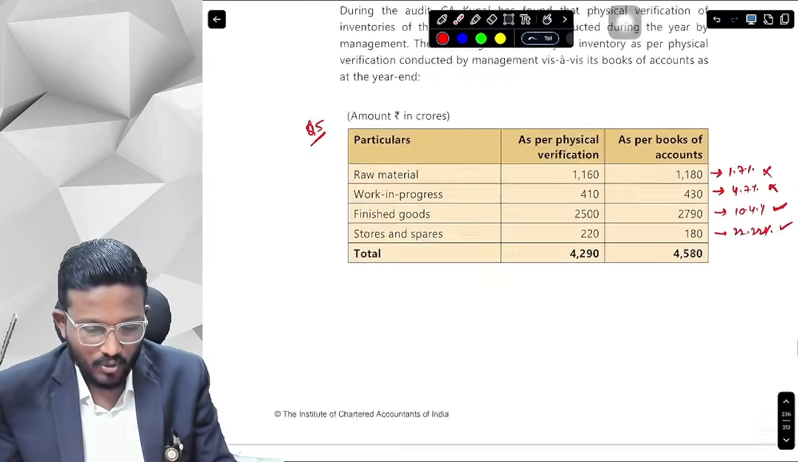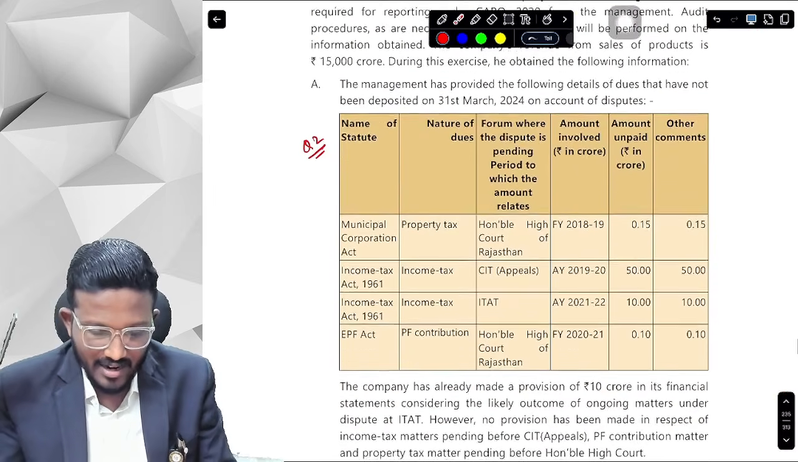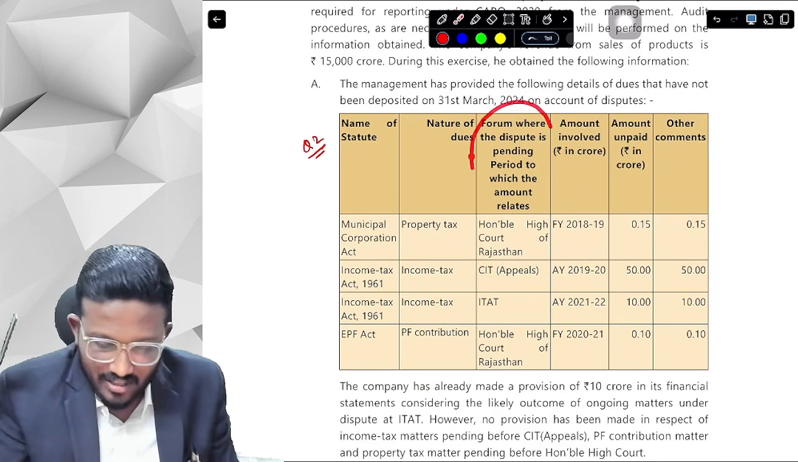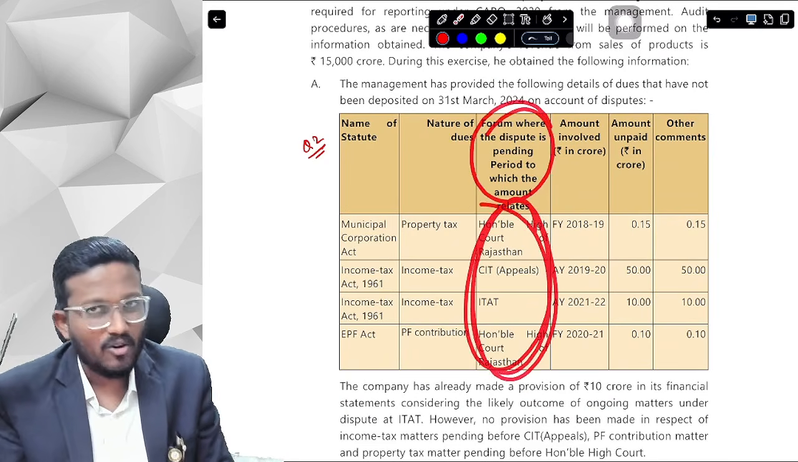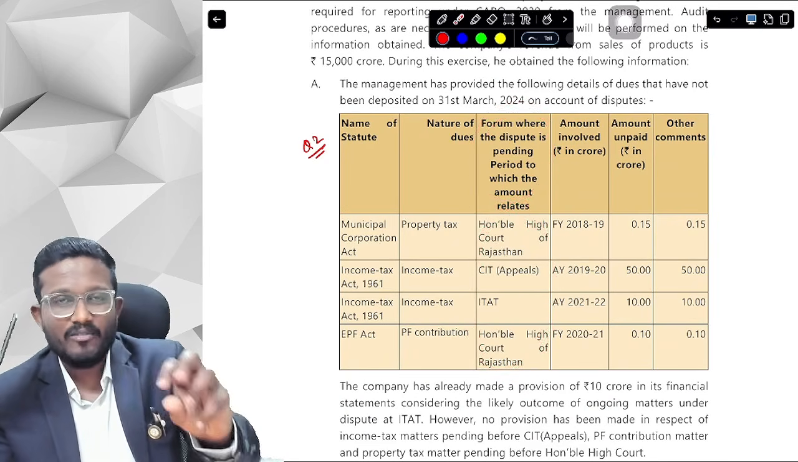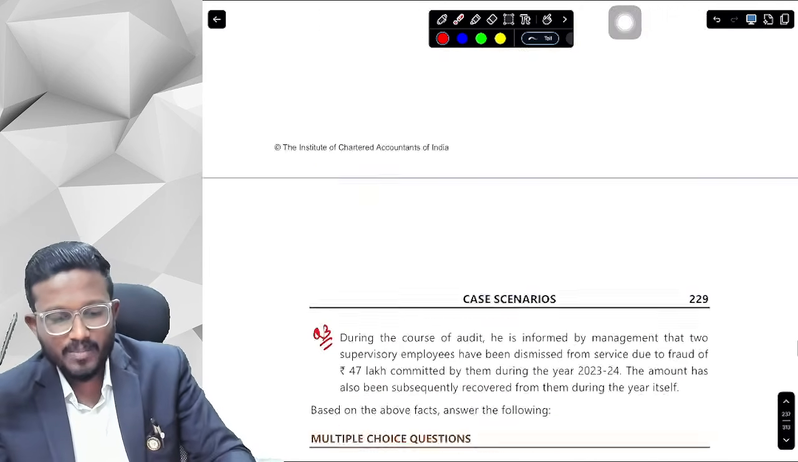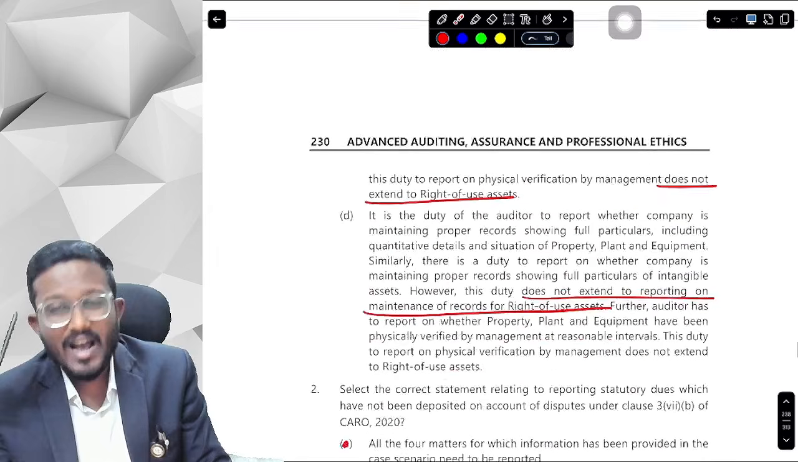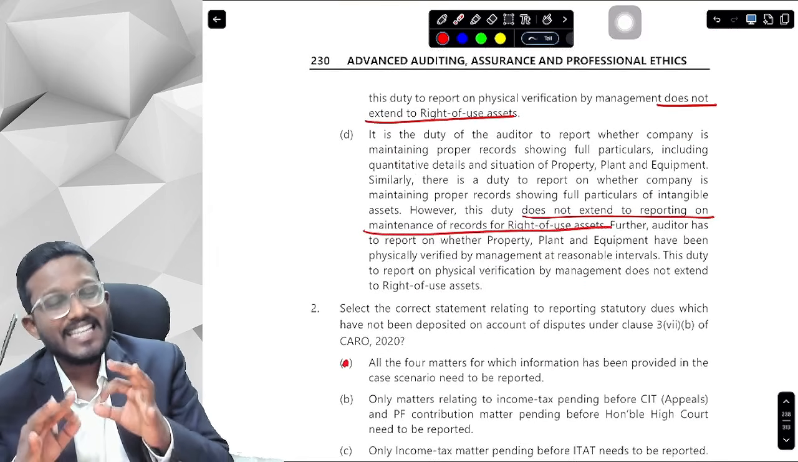Okay, yes sir. Let's do question number 2. What does it say, sir? It says these are statutory dues and these are the forums where the statutory dues are pending. There is a dispute basically, and the forum where the dispute is pending. Now as per clause 7b of CARO 2020, do I have to report this under clause 7b? Yes, I have to report this.